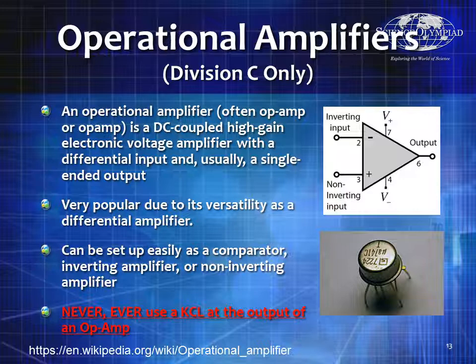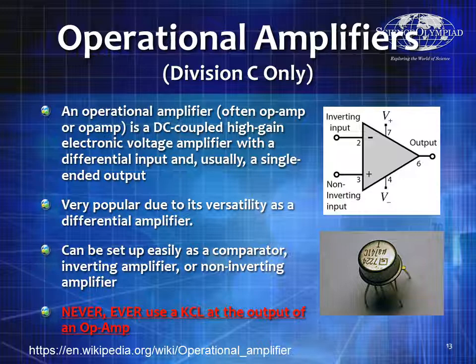Now you'll notice that in pins 4 and 7, you've got V plus and V minus. Those are the power, if you will, for the operational amplifier. It's a very complex circuit, and you actually apply a high amount of voltage to power this amplifier, because it's got to get that extra juice from somewhere.